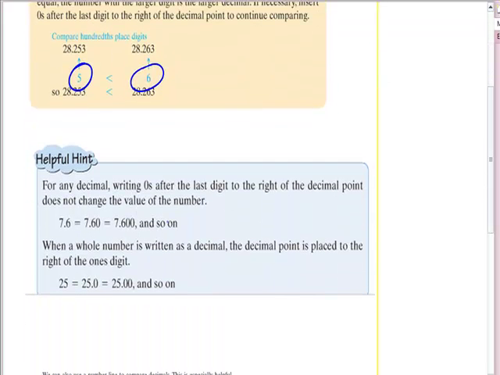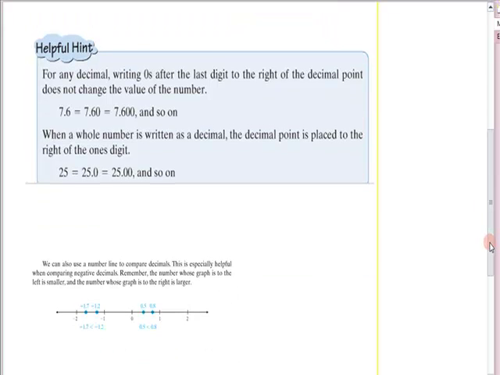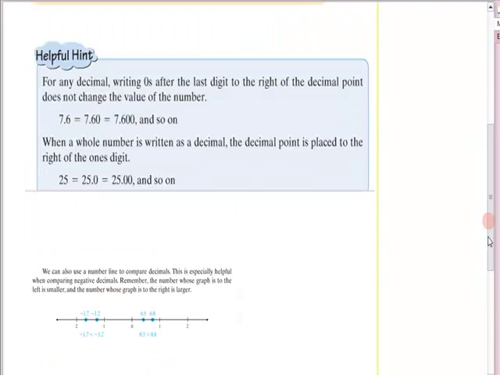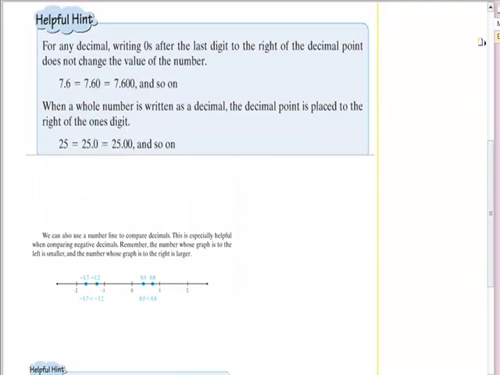And just a little helpful hint, you can always write zeros after the rightmost digit and it doesn't change the value. So 7 6/10 is the same as 7 60/100, which is the same as 7 600/1000. So you might need to do that sometime. You can use a number line, and just remember the further left you go, the smaller you get. The further right you go, the larger you get. All right, let's take a look.